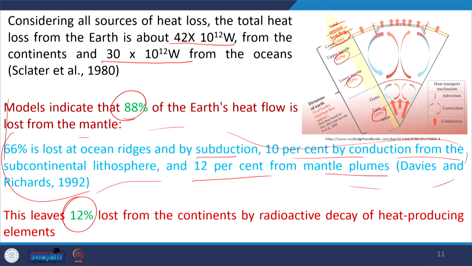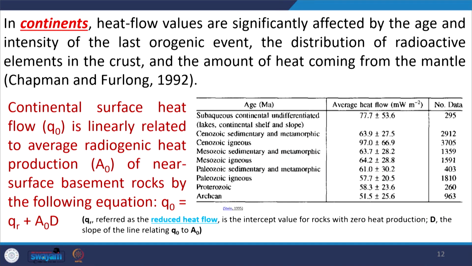So, that means most of the heat loss is occurring from the lower mantle system as compared to the crust and the upper mantle. In continents, heat flow values are significantly affected by the age and intensity of the last orogenic event, the distribution of radioactive elements in the crust, and the amount of heat coming from the mantle. We know the amount of heat coming from the mantle to the continent is less as compared to the ocean.